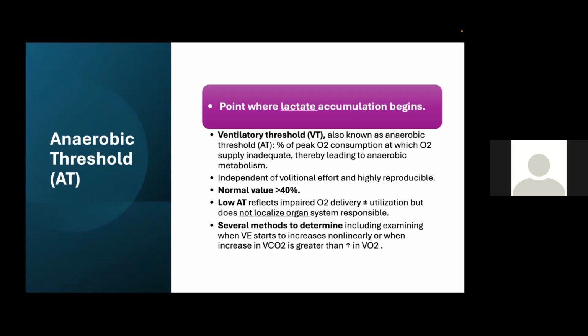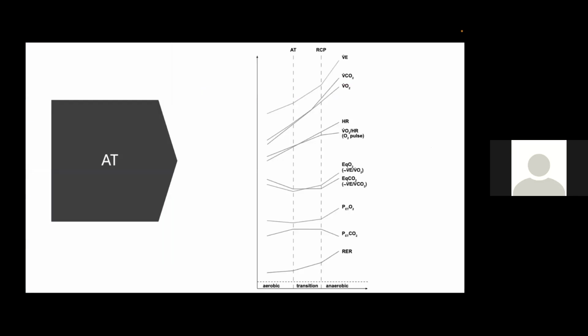And we have several methods to determine the anaerobic threshold level. For example, as shown in this curve, it puts all the curves on one graph. When the patient starts to increase minute ventilation steeply, that means this is the level where the anaerobic threshold starts. Also, we can identify it by the curves of VCO2 and VO2. If the VCO2 increases rapidly, that also means this is the level of the anaerobic threshold.